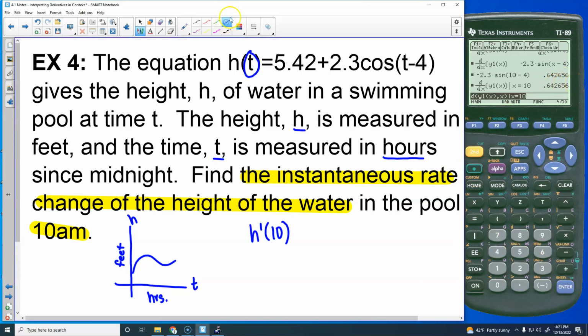So if you were asked to answer a question like this on Calculator Active, all you would have to say is that h prime of 10 equals 0.643, or you could keep more decimal places if you want, and you would need to put your units. So if I'm taking the derivative, and I've got feet on my y-axis and hours on my x-axis, this is going to be feet per hour. So at 10 a.m., the amount of water in the pool is increasing at a rate of 0.643 feet per hour. And I know it's increasing because I have a positive rate of change here.